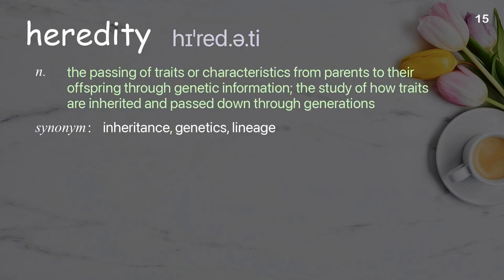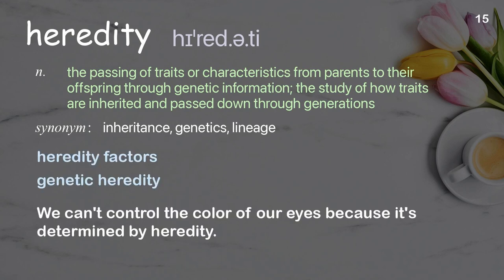Heredity. The passing of traits or characteristics from parents to their offspring through genetic information. The study of how traits are inherited and passed down through generations. Examples: Heredity factors. Genetic heredity. We can't control the color of our eyes because it's determined by heredity.